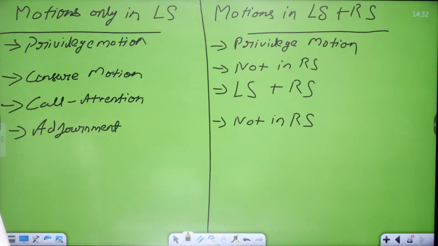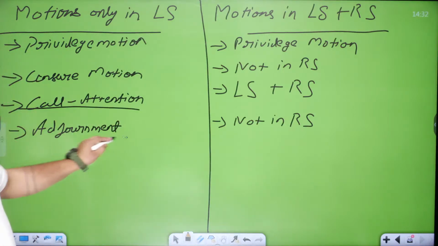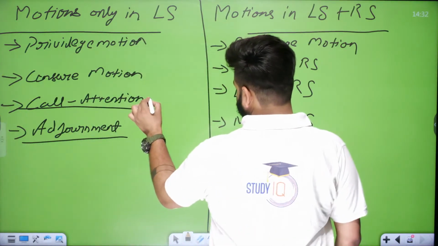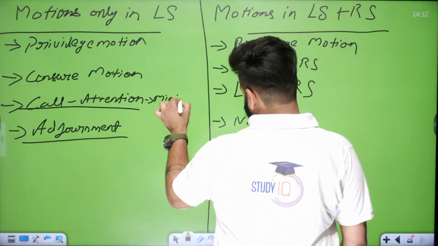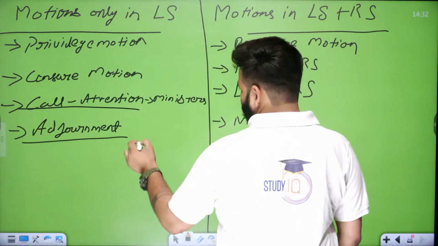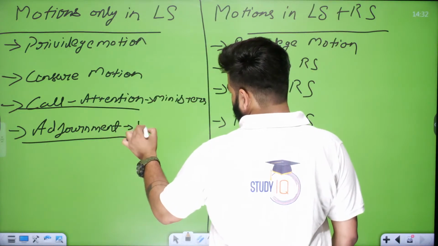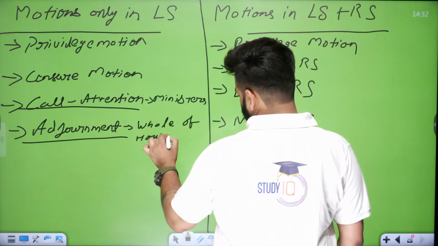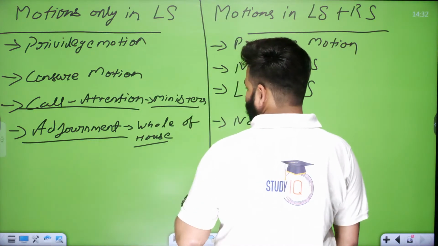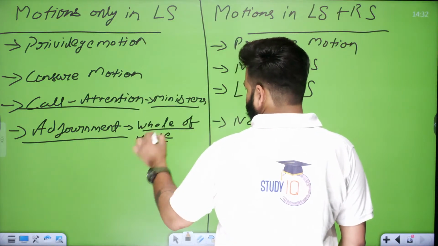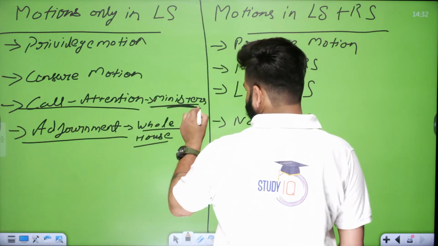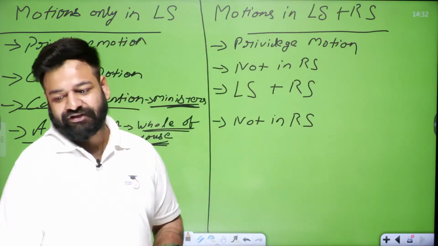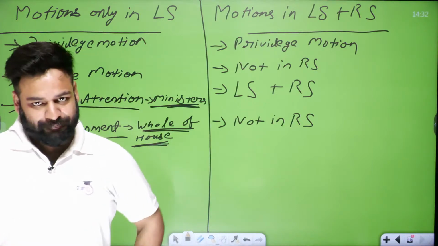Now the difference between call attention motion and adjournment motion. Call attention motion, it is simply for the ministers, and adjournment motion, it is for the whole of the house. Okay, the basic difference. It is just for the call attention, it is just for the ministers, whereas adjournment motion, it is for the whole of the house and not single minister or group of ministers only, right?